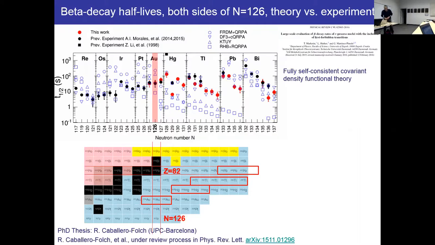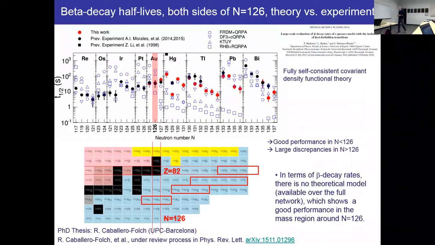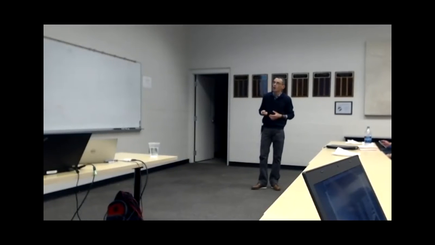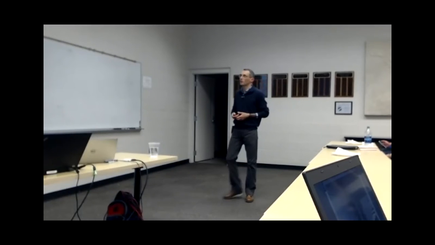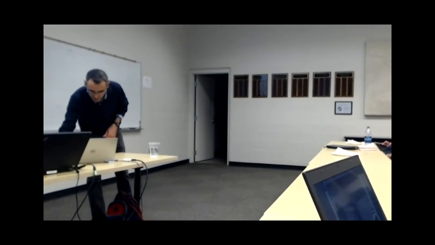So here the interpretation is that this kind of global models are not expected to reproduce very well the single particle energies, and in this region of nuclei which are semi-magic, all the beta strength may be concentrated in one peak, in one transition. So if this one transition is off, then you can have very large discrepancies, as it seems that it is the case. So the conclusion is that in terms of beta decay rates, there is no single theoretical model available over the full network which shows a reasonable performance to be used in this kind of network calculations.